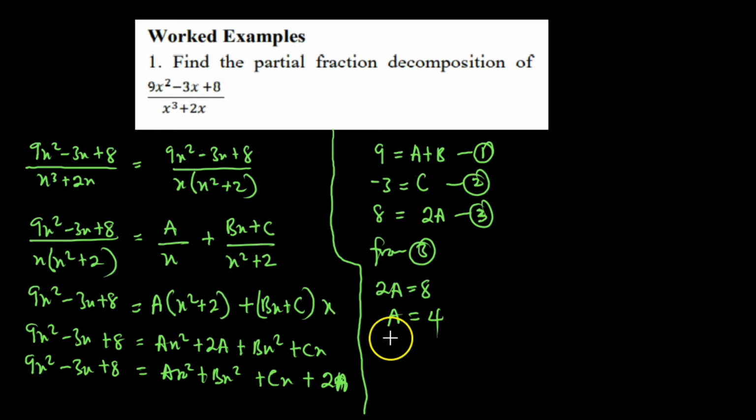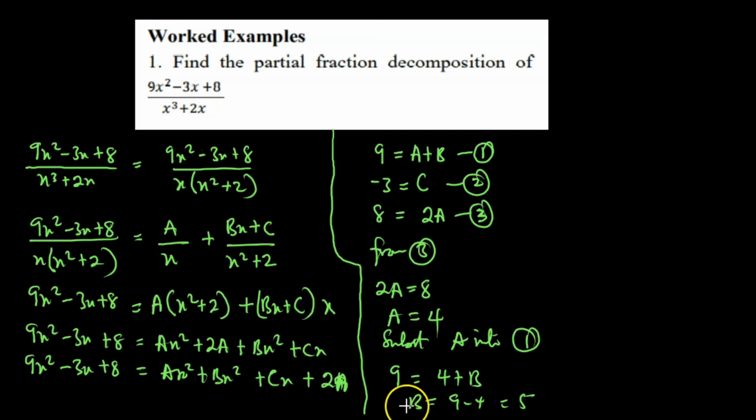Now, finding b, substitute a into equation 1. And that will be giving me 9 is equal to 4 plus b. Therefore, b is equal to 9 minus 4, and that will give us an answer of 5. So I've gotten all the values of a, b, and c.